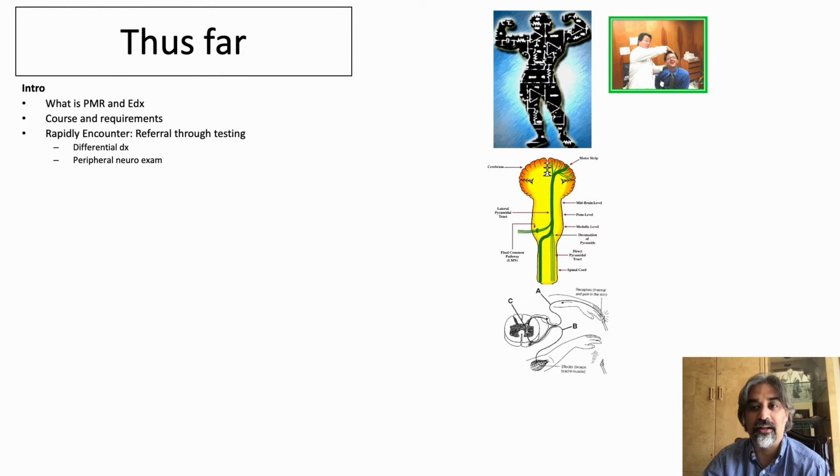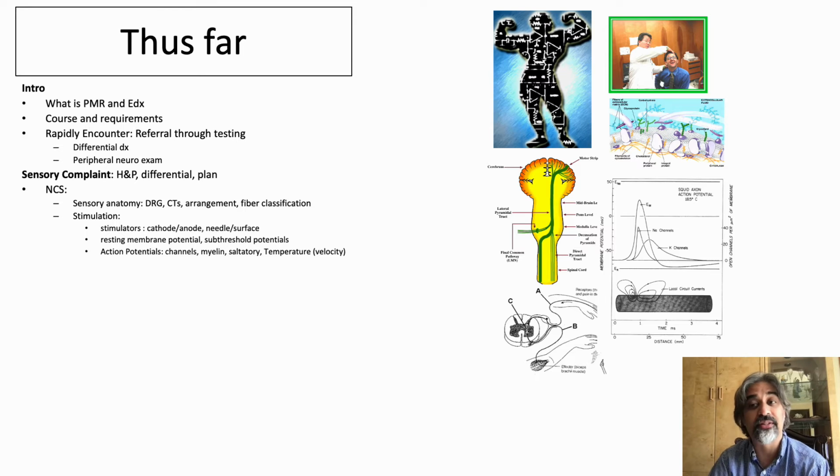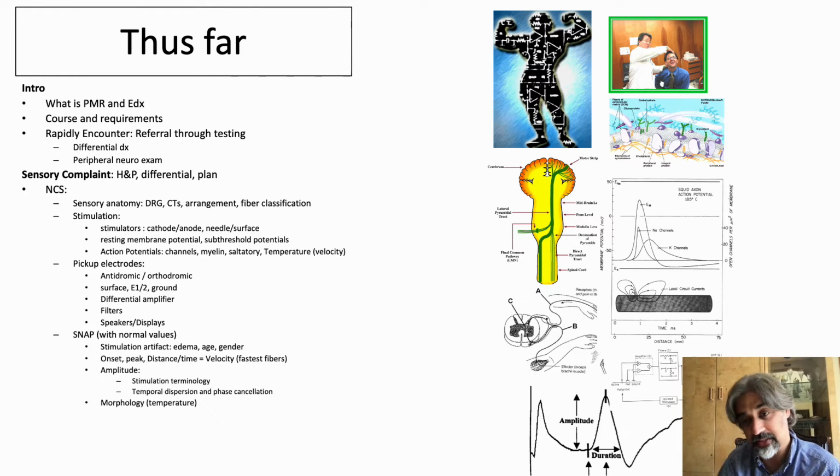In the last talk, I clarified electrodiagnostic testing contextually and how important the differential diagnosis is for the encounter. We clinically assessed a sensory complaint, discussed the anatomy of the sensory peripheral nervous system, and clarified how stimulation occurs and how action potentials are propagated. We talked about the electrodes and how they conveyed the signals through the differential amplifier, filters, and displays. We talked about sensory nerve action potentials.